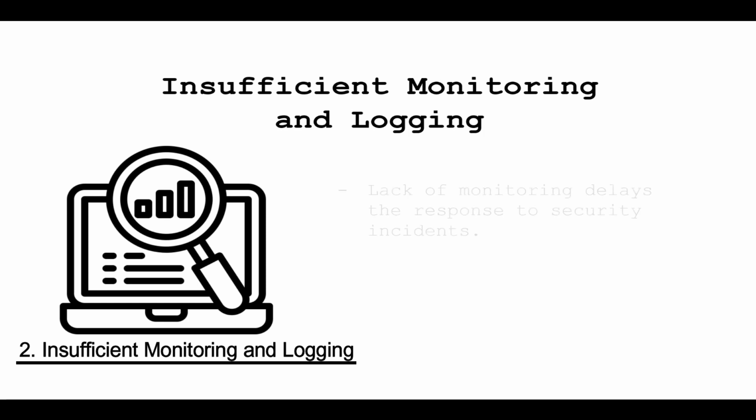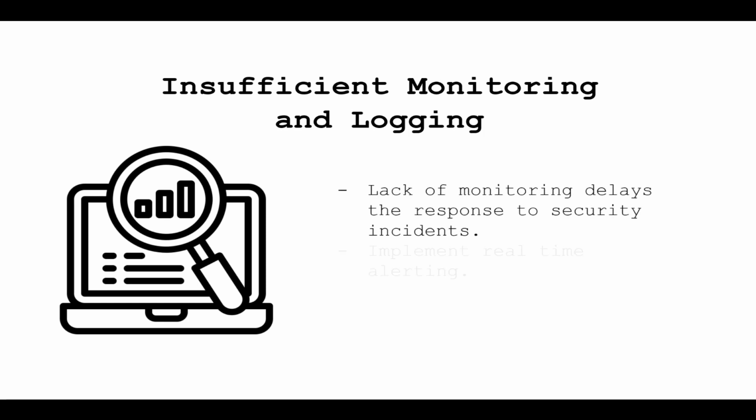Insufficient monitoring and logging refers to the lack of proper monitoring and logging. This can make it difficult to detect and respond to security incidents. For example, if a system does not have proper logging in place, it will be difficult to detect when an attacker tries to compromise a web application. Additionally, if the system does not have real-time monitoring, it will be difficult to detect security incidents on time.